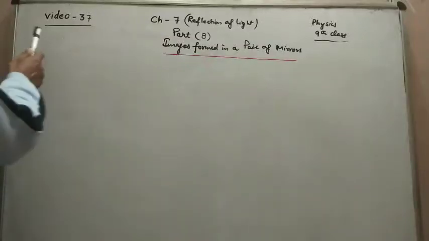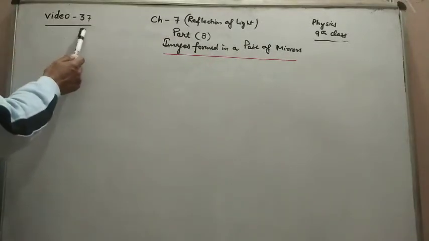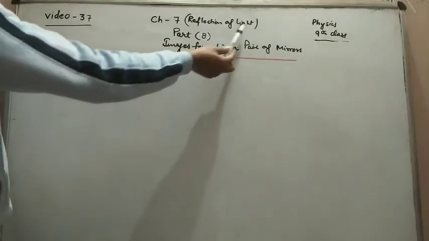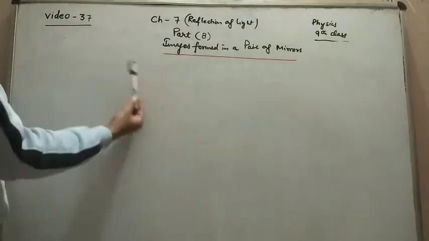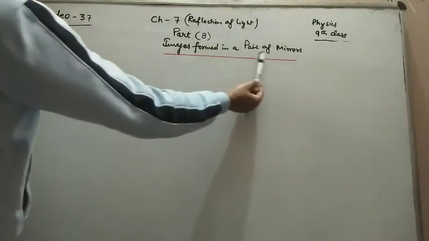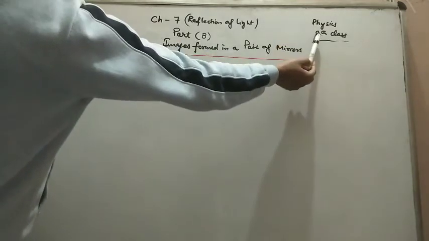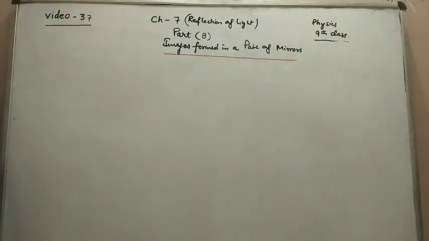Hello students, this is video number 37, chapter 7, reflection of light, part B. Images formed in a pair of mirrors, physics for 9th standard. So in this we will discuss the images formed in two inclined mirrors.